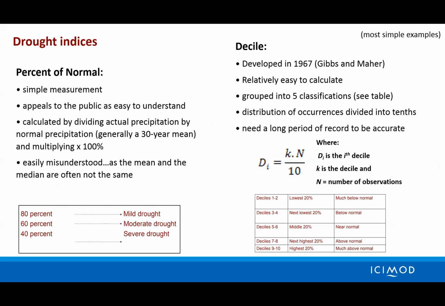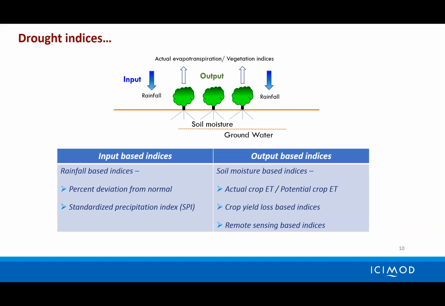So I mentioned earlier that we can communicate in percentage of normal, deciles, or percentile, and so on. I'll not get into it. Another important issue on these drought indices is that there are two kinds of indices.